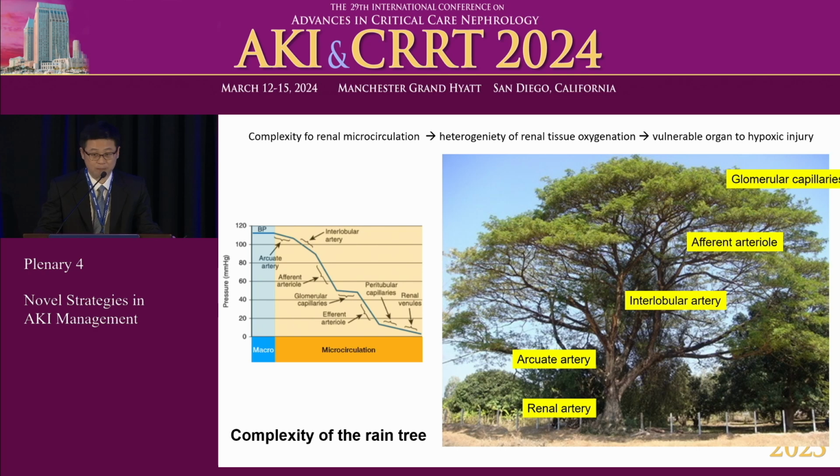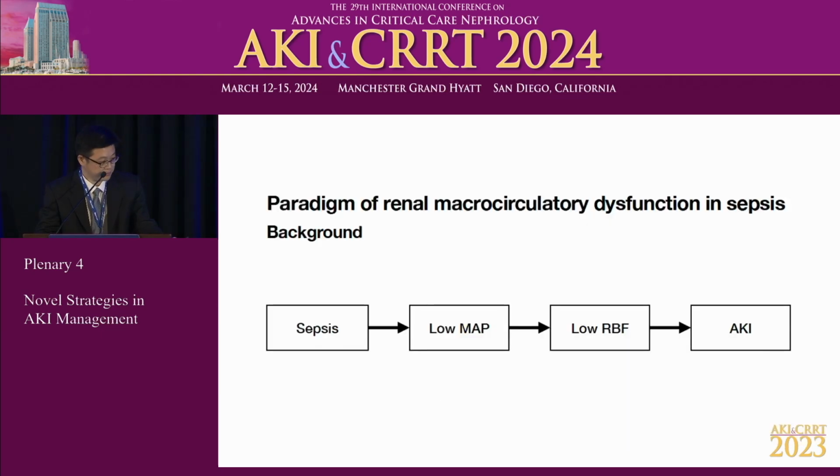When we look into the complexity of the renal microcirculation, it makes me think of the complexity of the lane trees. This complexity leads to heterogeneity of renal tissue oxygenation in various parts of our kidney, and also brings susceptibility to ischemic hypoxemic injury. For the paradigm of renal microcirculatory dysfunction in sepsis, there are two main factors that we normally account for: low mean arterial pressure and low renal blood flow.